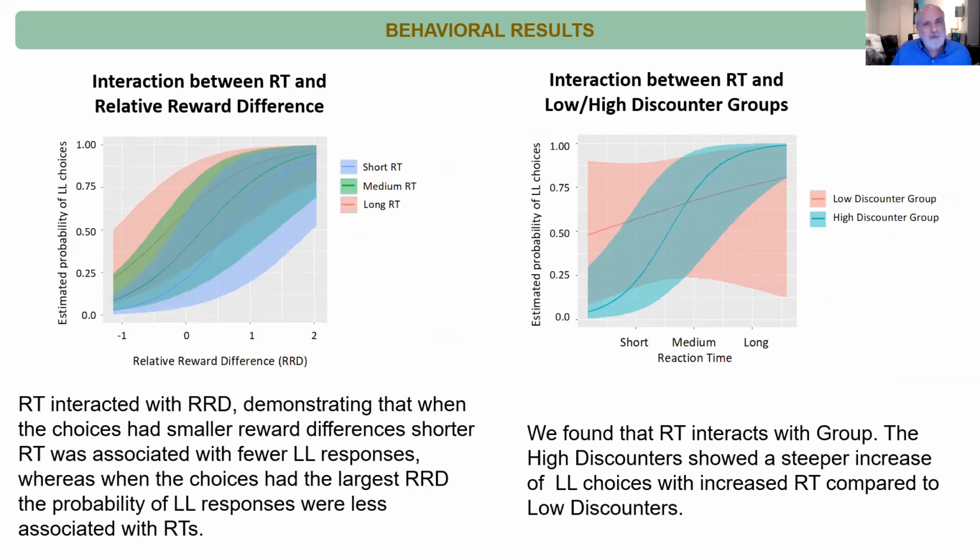Those interactions are further illustrated here, where we find that reaction time interacted with relative reward difference, demonstrating that when the choices had smaller reward differences, shorter reaction time was associated with fewer LL responses. But when the choices had a larger RRD, the probability of the LL responses was less associated with reaction time. We also had, as I said, in the second model, an interaction between reaction time and the high-low discounter groups, such that the high discounters, the impulsive people, showed a steeper increase of LL choices with increased reaction time compared to the low discounters.